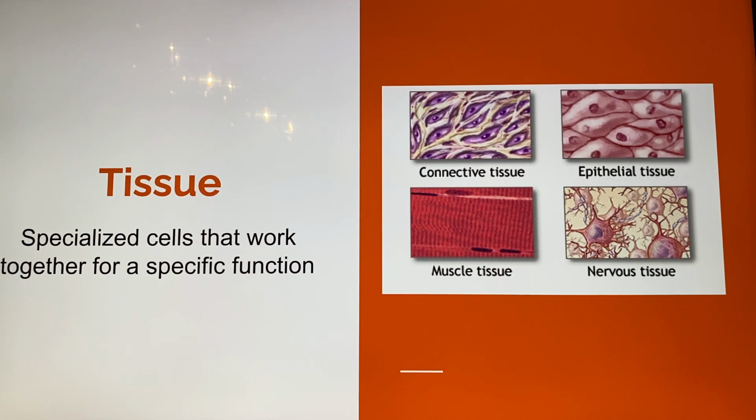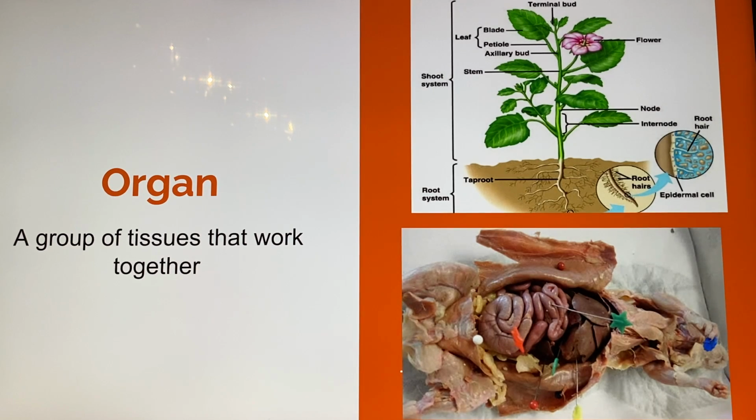We have a lot of that in our heart because our heart needs a lot of energy because it pumps nonstop since the day it was formed in our mother's womb. All right, then we have the organ, which is a group of tissues that work together. And yes, plants do have organs. The leaves are an organ, the stem is an organ, the flower is an organ, and even the roots. Okay, and we're going to go more into depth later about the anatomy of plants.